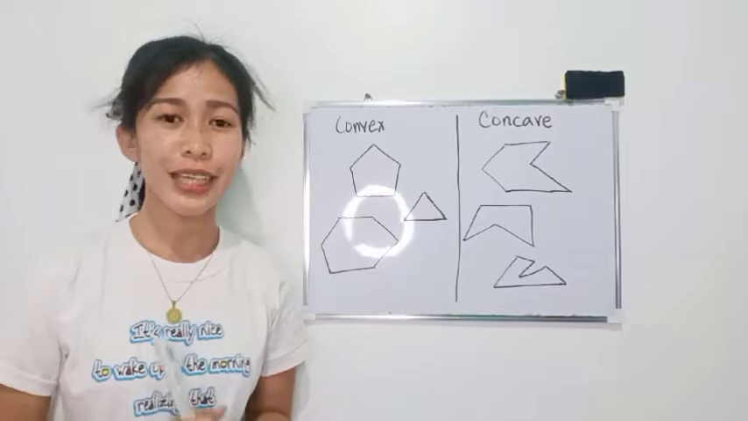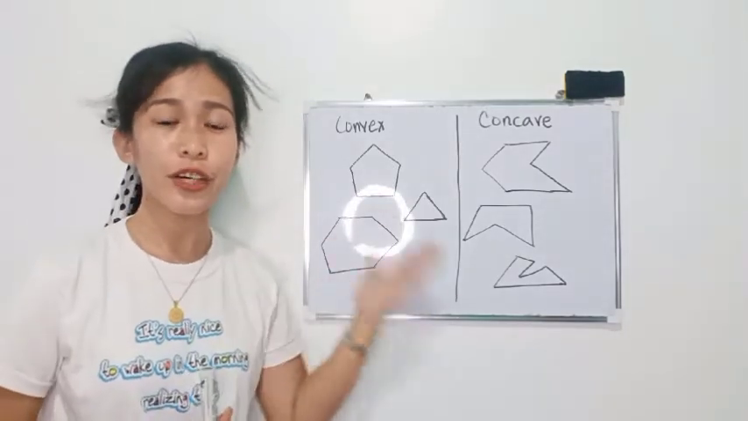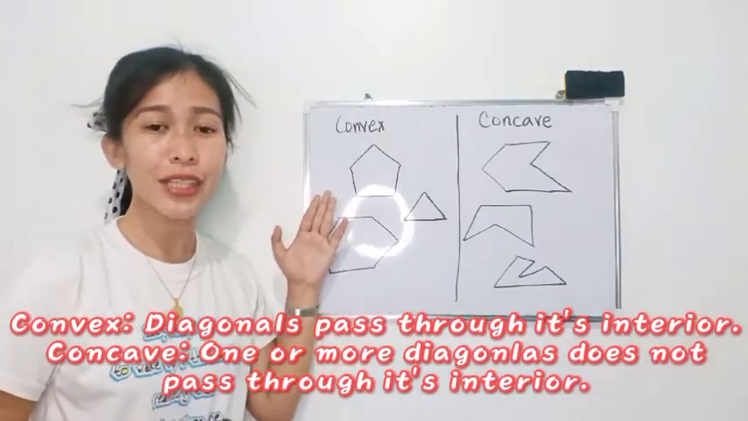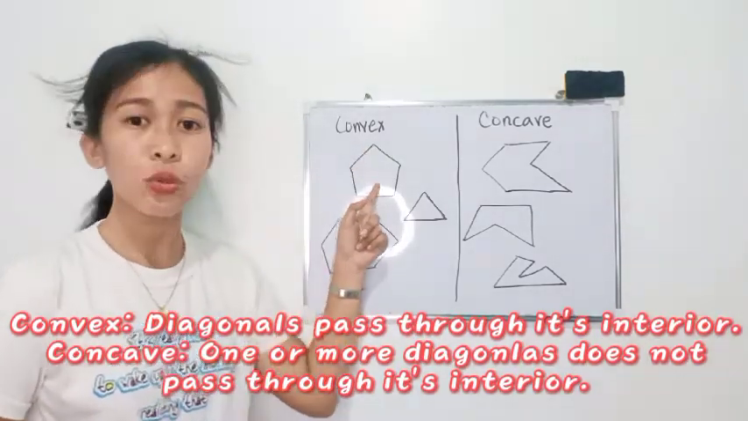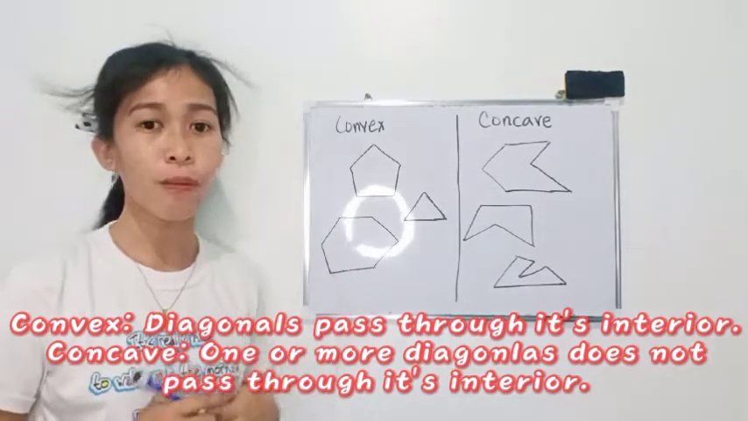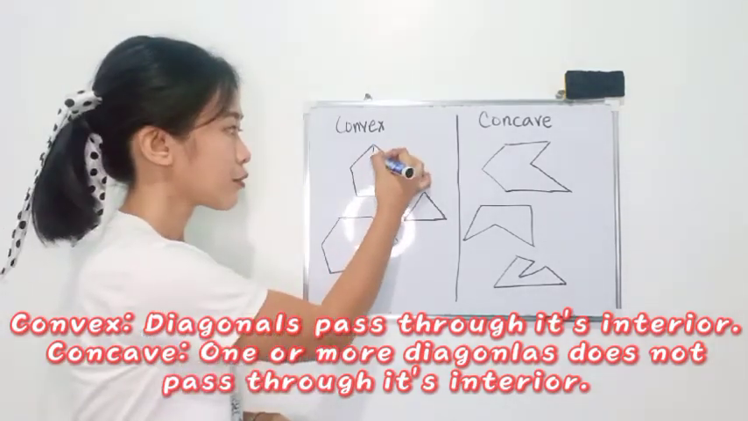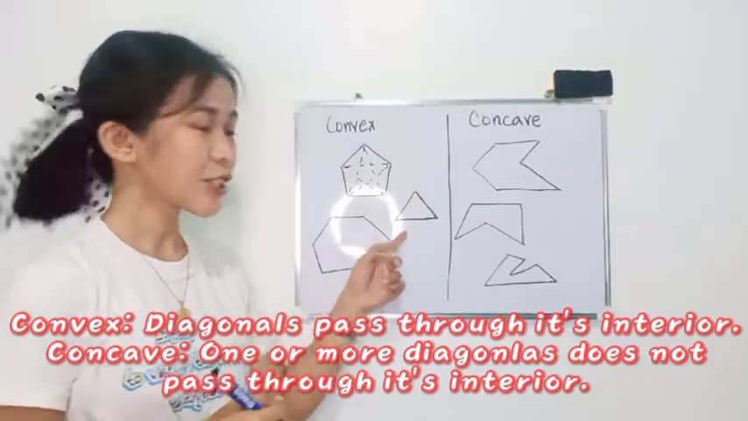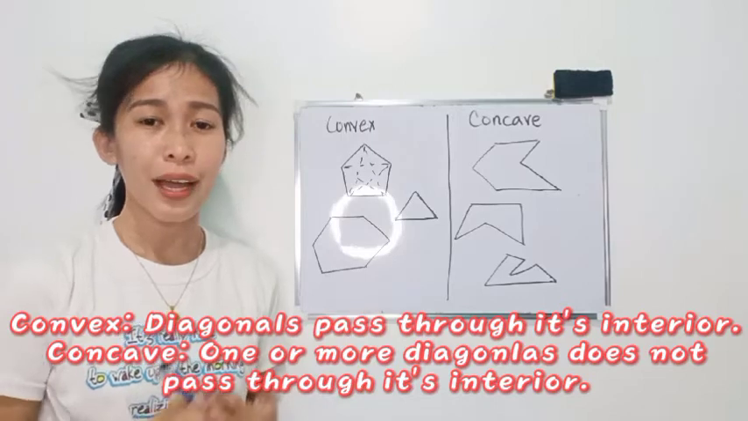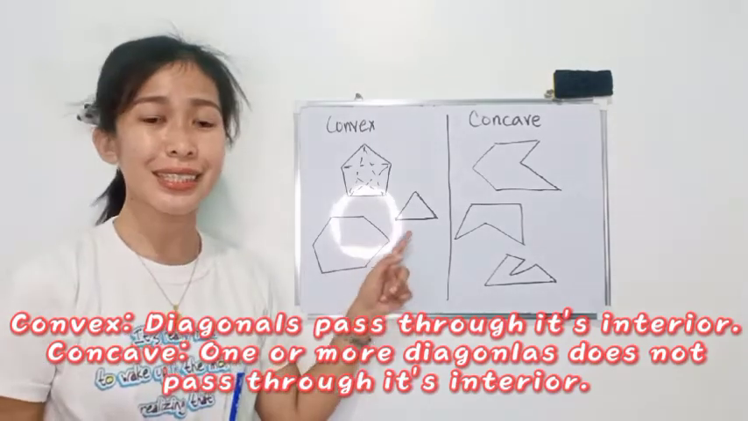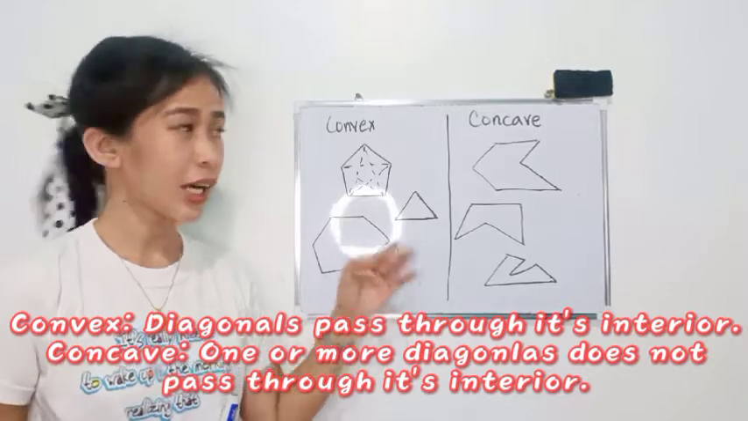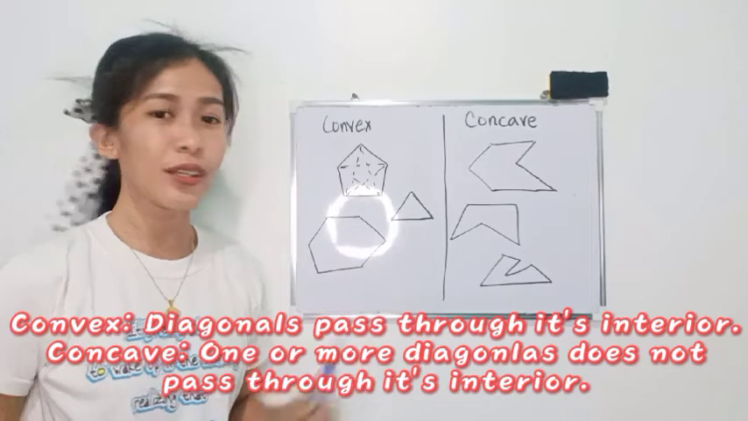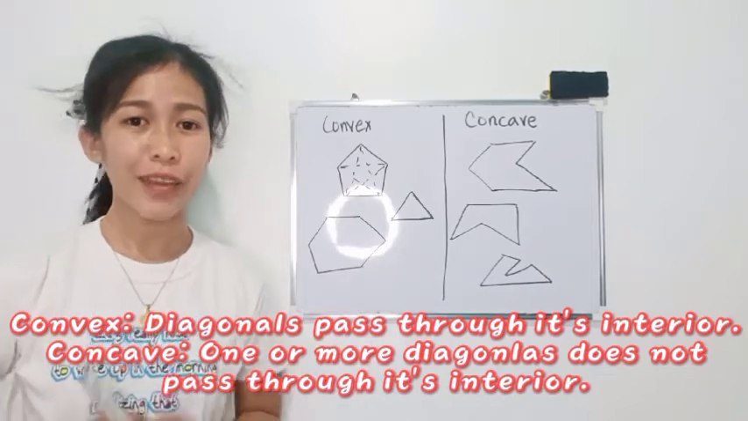So ma-identify din natin if a polygon is a convex or concave depending on its diagonal. Kapag sa convex, ang diagonal natin is always pass through the interior. Ibig sabihin, nasa loob lang palagi siya. For example, ito. Yan, ang mga diagonals natin dito is nasa loob. Dito naman sa ating triangle, it has no diagonals, right? But it is still a polygon. Alright? A convex polygon. And palagi nating tatandaan that all triangles are convex.